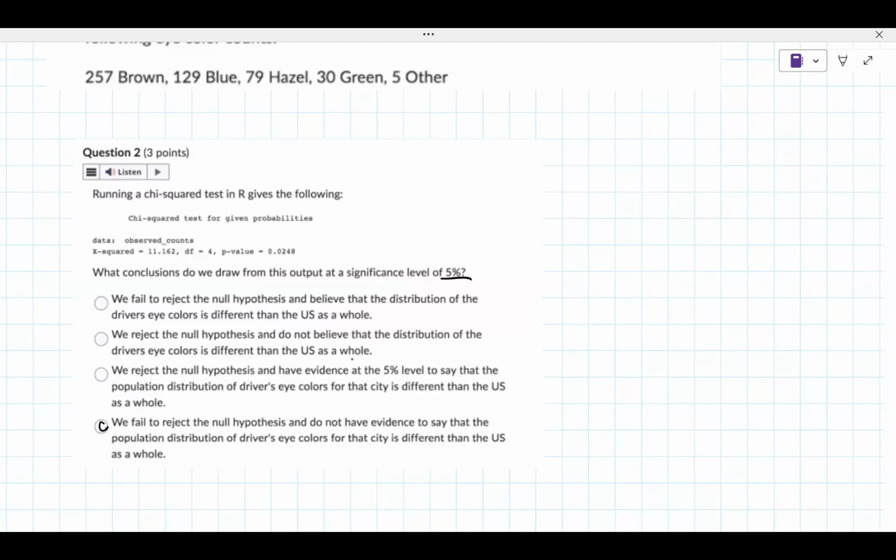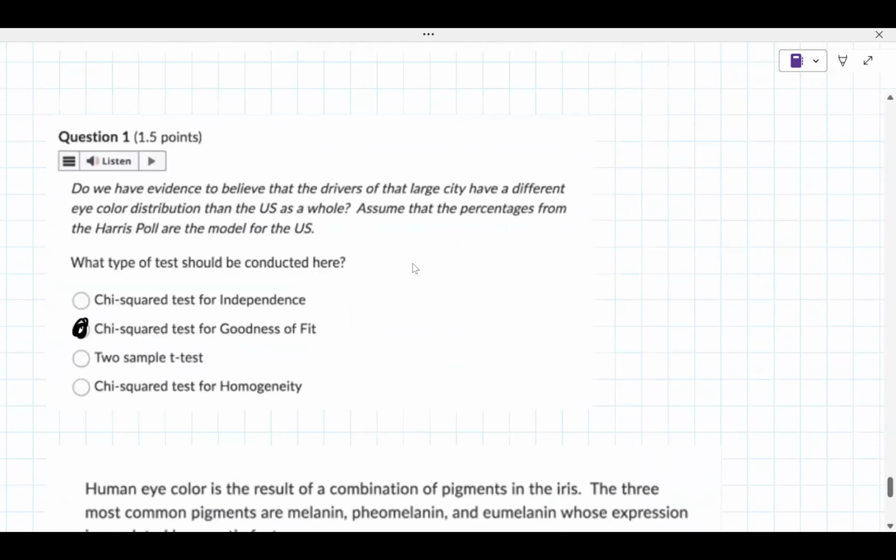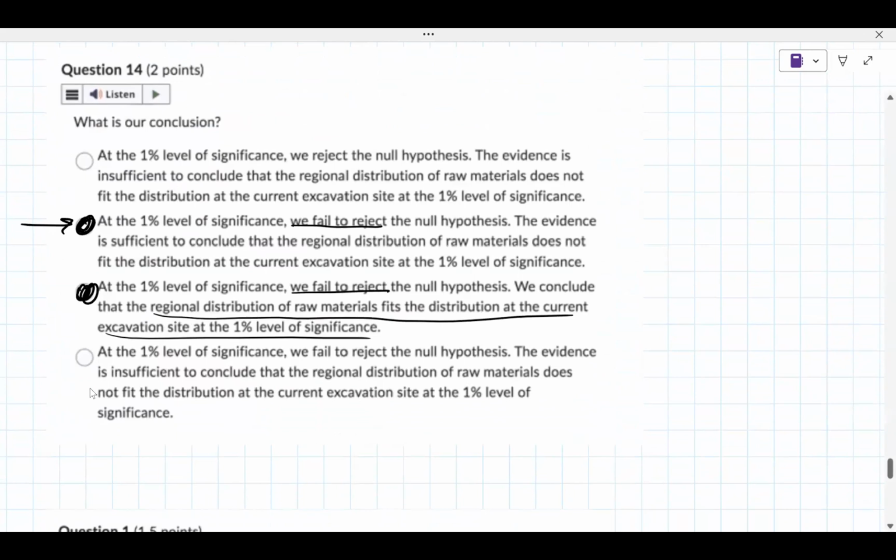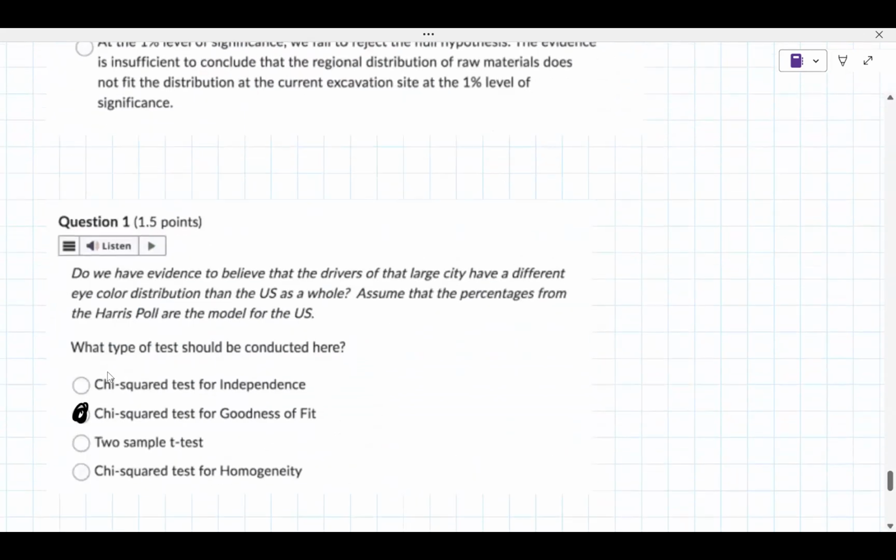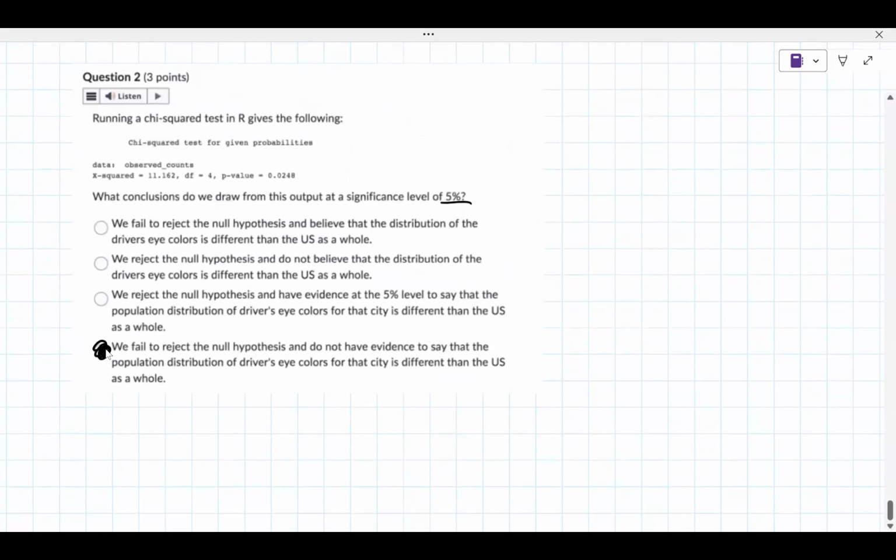All right, so I think it's this last one here. Fails to reject. But I think I need to look back at something real quick here. No, we need to include the percentage. So I think we have to include the percentage. That's the only difference between these. So let's go with the third one.